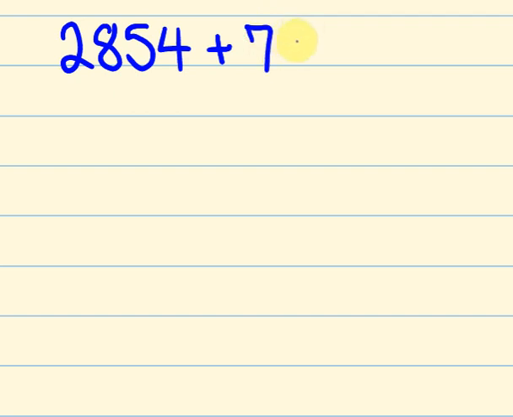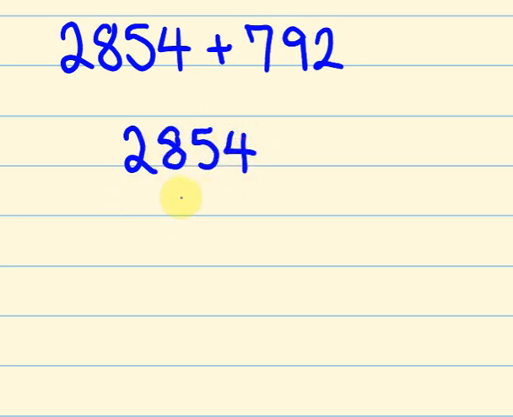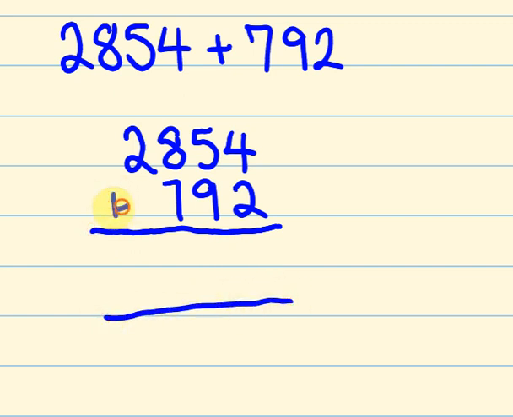Alright, let's go something else here. Let's write the question down. 2,854 plus 792. Okay, so first off, we write them in that particular way that we wrote them before. So the units are going to line up with the units, the tens are going to line up with the tens, and the hundreds are going to line up with the hundreds. Okay, put these answer lines here, and here we go.